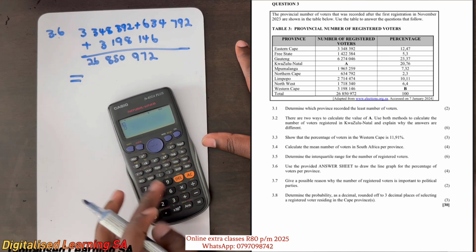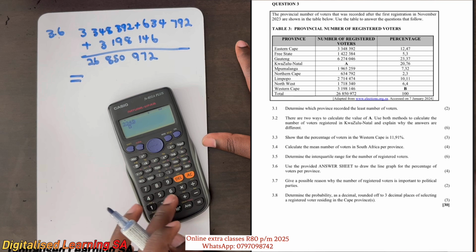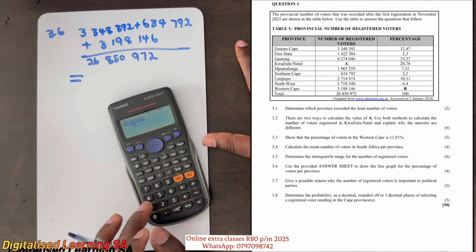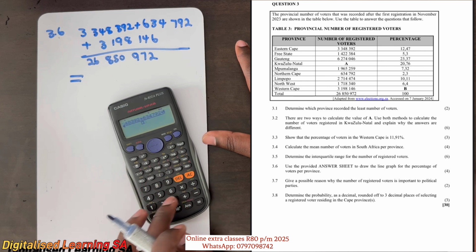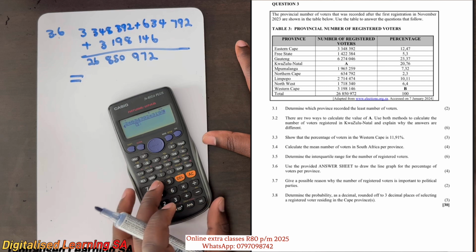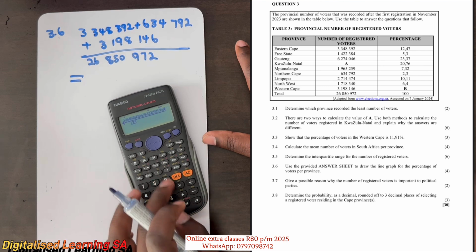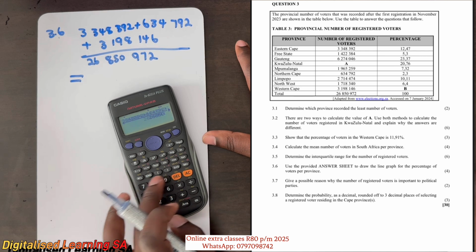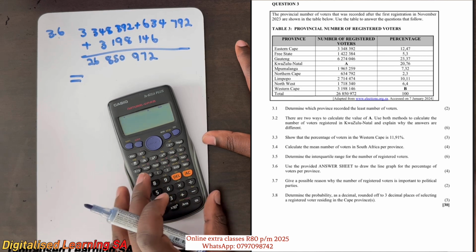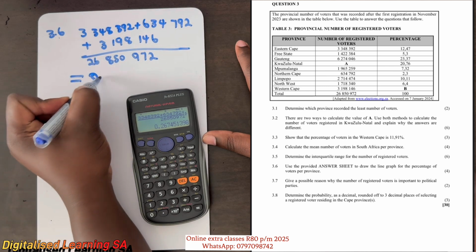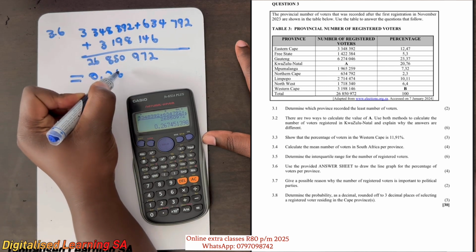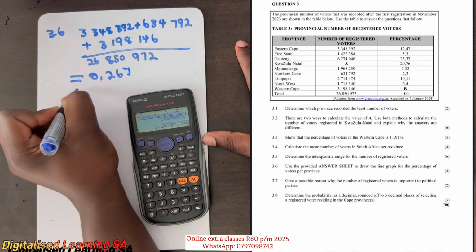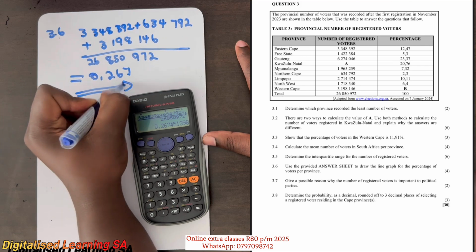So we will come and say 3348392 plus 634792 plus 3198146. Divide by 26850972. And our answer will be 0.267. So we rounded it off to 3 decimal places.